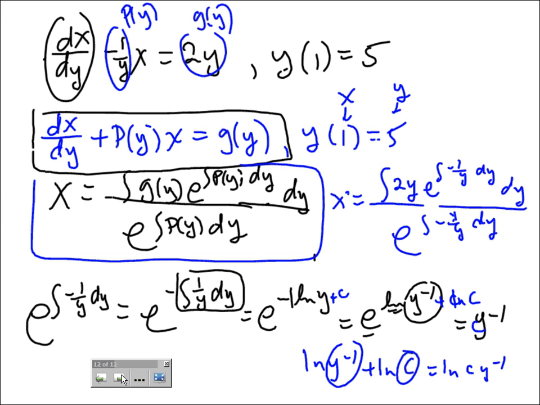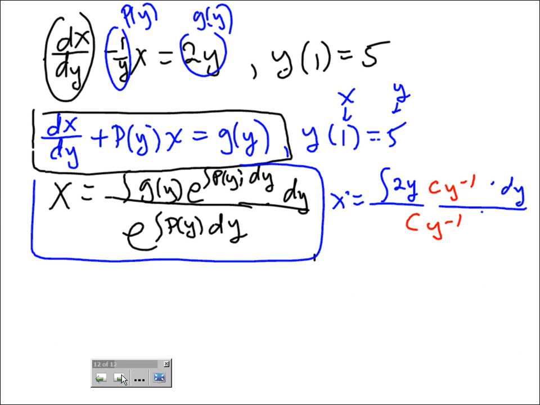Okay, cool. So I erase this, and I put c y to the negative 1. And then I erase all of this, and I put the same c y to the negative 1. And everything from here on is going to work out very nicely. First of all, the c's cancel. Y times y to the negative 1, well, that's y to the 0, which is 1. That is, I just get 2.